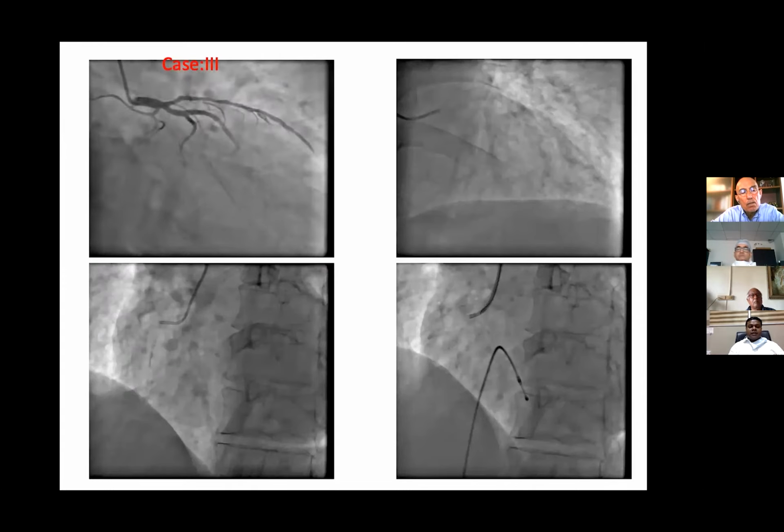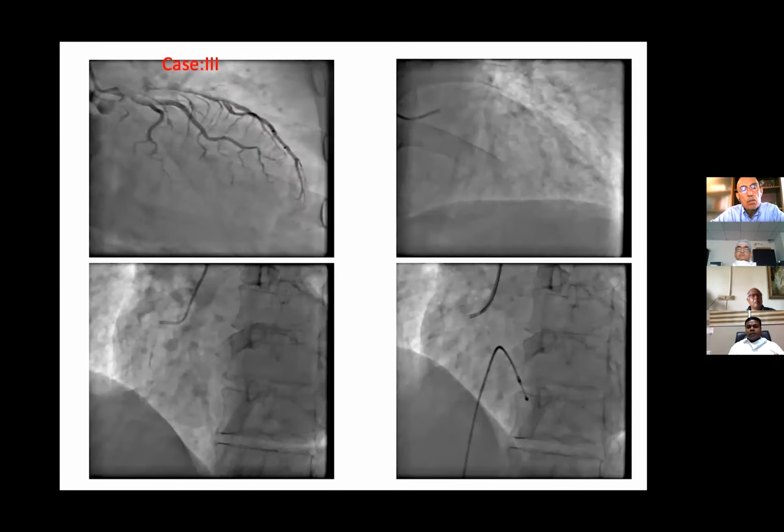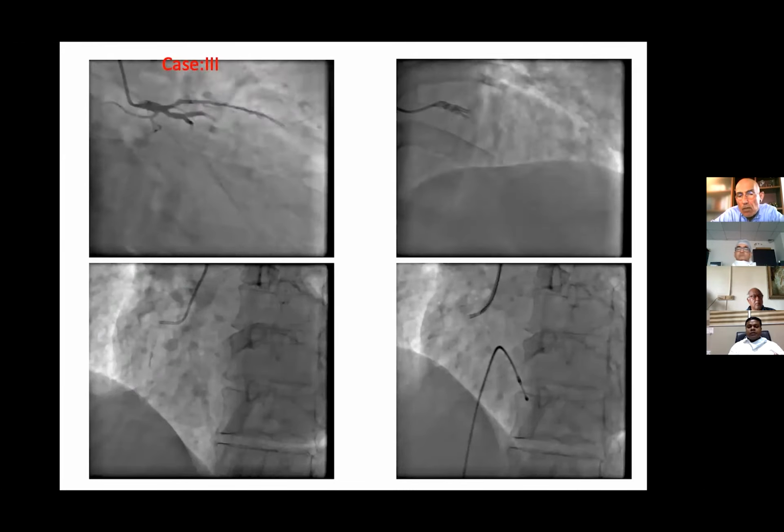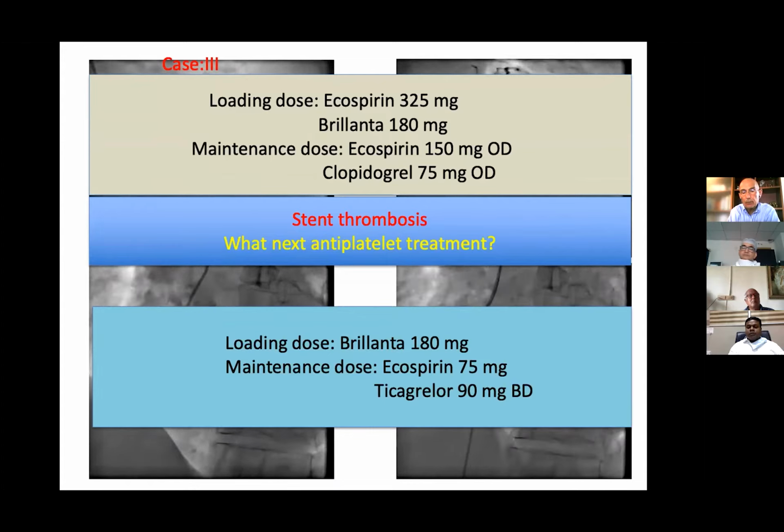Whereas in the third case, you can see this elderly gentleman who had a CVA with a large MCA infarct, who underwent a PCI and had an acute stent thrombosis. For this patient, because it's escalating, we again gave a loading dose of ticagrelor 180 milligram, followed by a maintenance dose of ticagrelor 90 milligram BD.